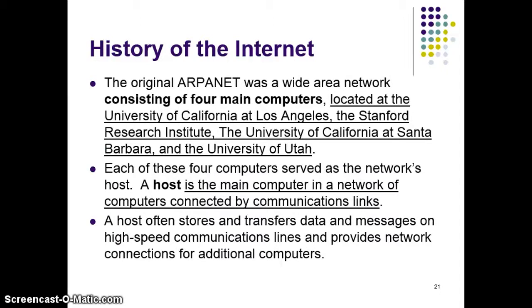The original ARPANET was a network consisting of four main computers located at the University of California at Los Angeles, the Stanford Research Institute, the University of California at Santa Barbara, and the University of Utah. Each of these four computers served as the network's host. A host is the main computer in a network of computers connected by communication links. A host often stores and transfers data and messages on the high-speed communication lines and provides network connections for additional computers.